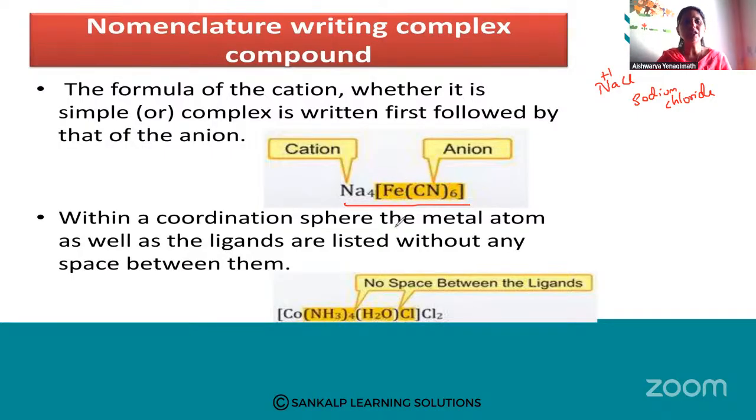Within the coordination sphere, the metal atom as well as the ligands are listed without any space between them. So when you are writing the names within the coordination sphere, this is my coordination sphere, the metal atom as well as the ligands are to be listed without any space. There shouldn't be any space.